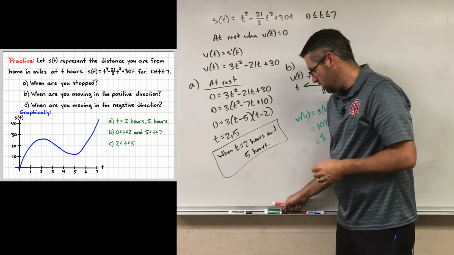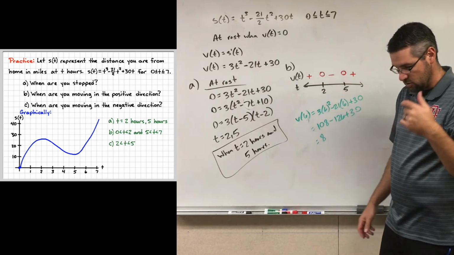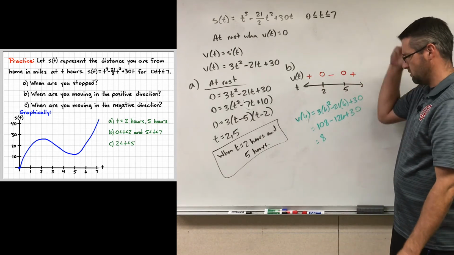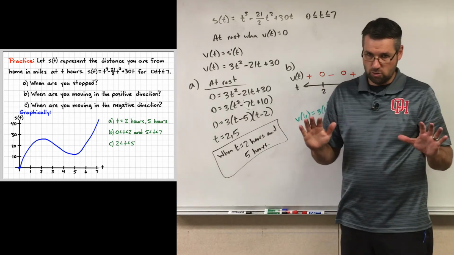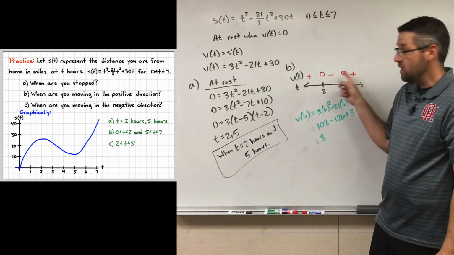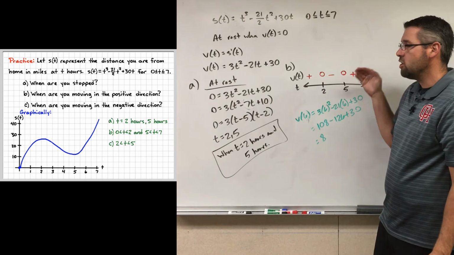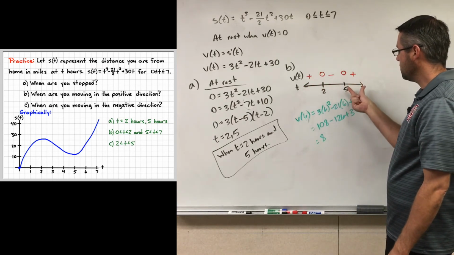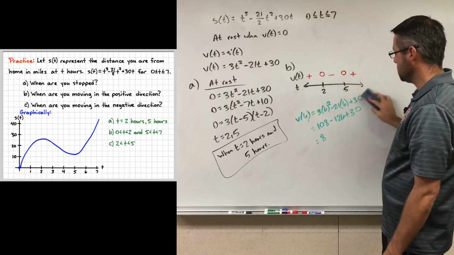Now, I know some of you are probably looking at this going, you wasted all that time. If that's positive, then that's got to be negative and positive because it has to alternate. That is not true. It does not have to alternate. It could have been positive, positive, positive. It could have been positive, positive, negative. You have to check at least one value within each subinterval to see what's going on.